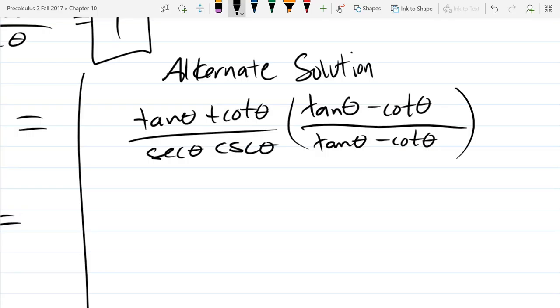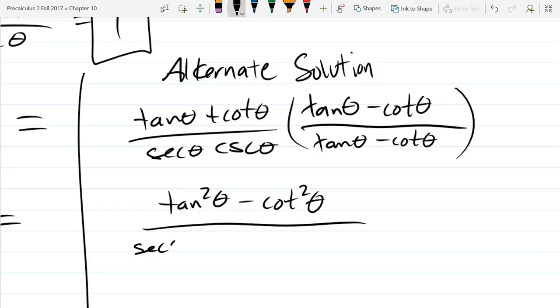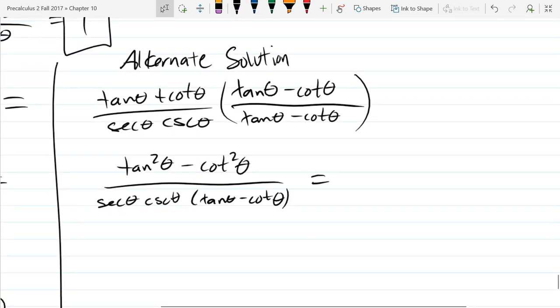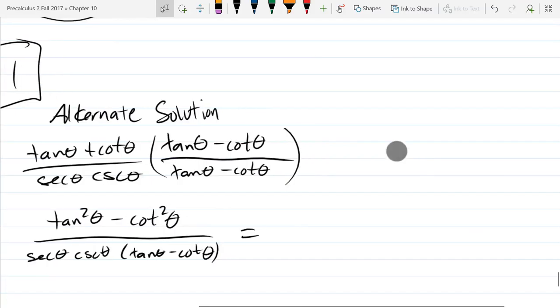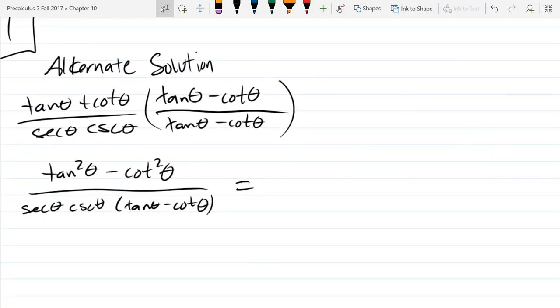So only multiply through by the actual conjugate. So the conjugate is occurring on the top. So that's tan squared theta minus cotan squared theta. The denominator, sec theta, cosecant theta, tangent minus cotangent. Now, normally I would say run back to where you started. This is really scary. But we're going to keep going. So I need to start canceling some things at some point. I don't really see anything to cancel right now.